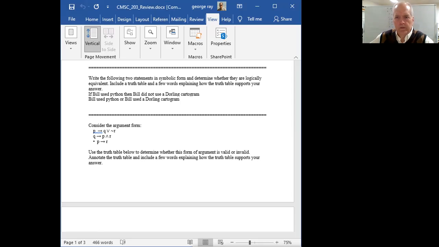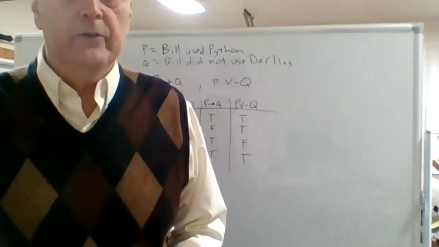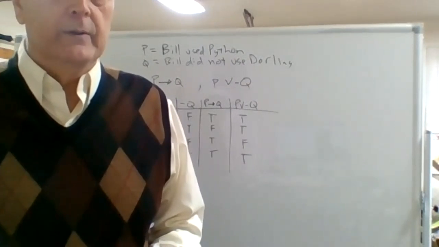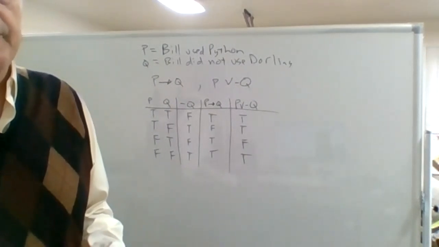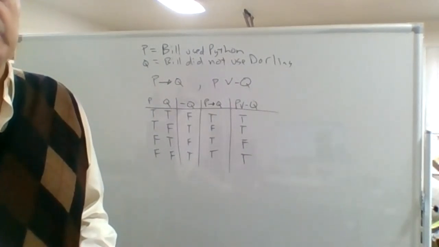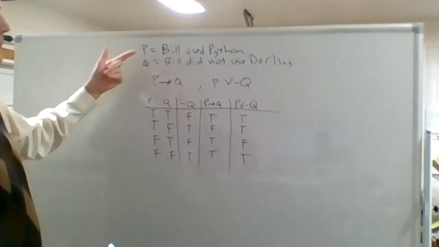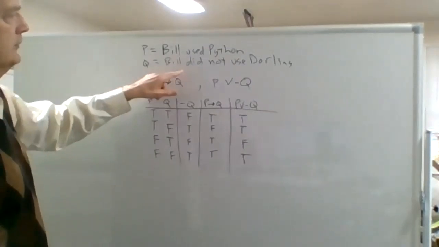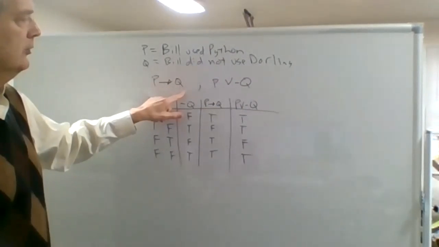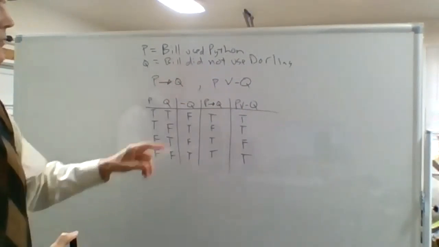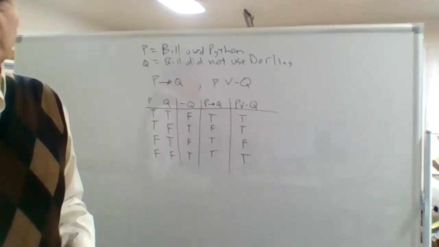Okay, let's take a look at this one. So we have our two statements. If Bill used Python, then Bill did not use a Dorling cartogram. And then the second statement is Bill used Python or Bill used a Dorling cartogram. So if we let P equal Bill used Python and Q equal Bill did not use Dorling, then the first statement is if P then Q, and the second statement is P or not Q. And these are not logically equivalent.